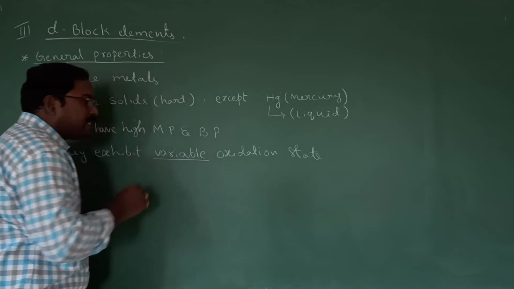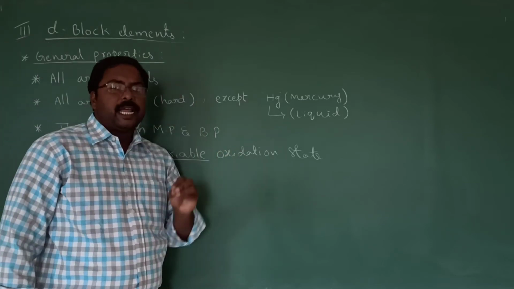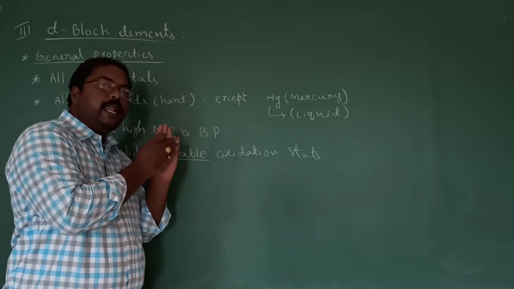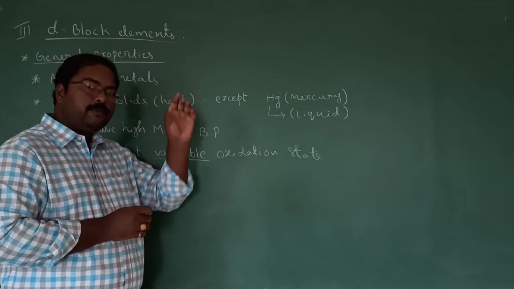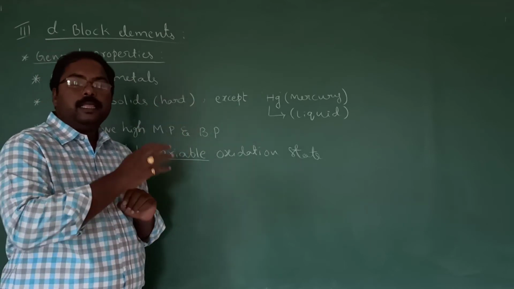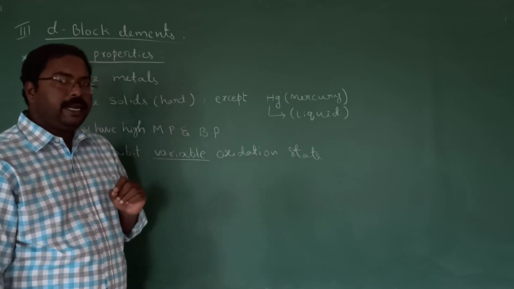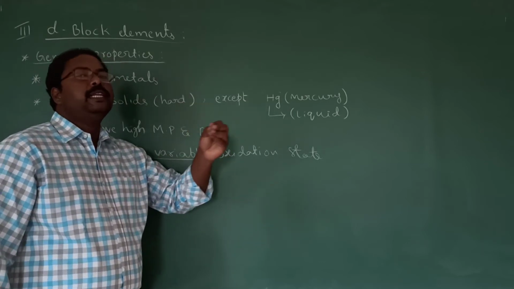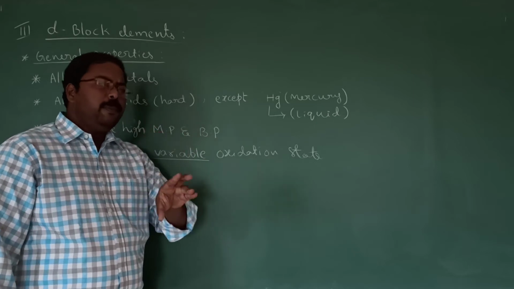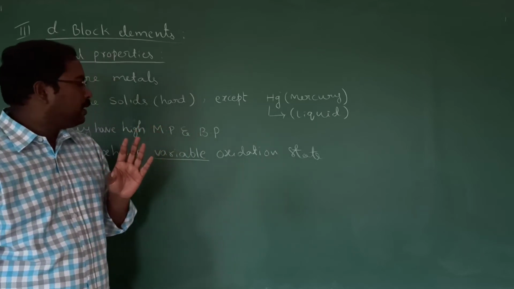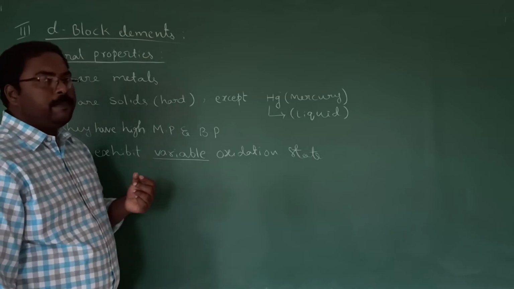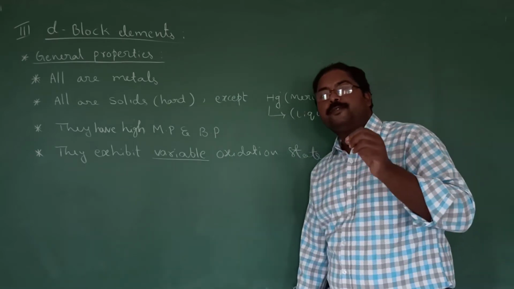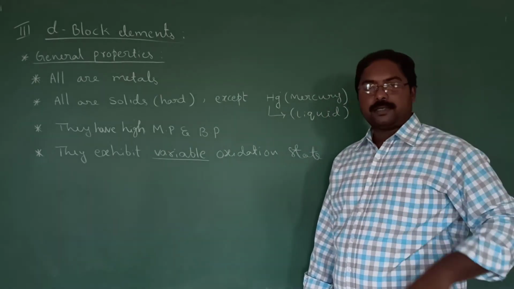So variable oxidation states means, in the S block elements case we have seen, individual group wise we discussed, generally the element exhibits only one oxidation state. First group elements exhibit only +1. They don't exhibit different oxidation states. Right? Second group also exhibits +2 oxidation state only. Like for example, magnesium or calcium, they exhibit only +2. They never exhibit other oxidation states. But coming to D block elements, most of these elements exhibit variable oxidation states. Okay? Means one element can exhibit different oxidation states.